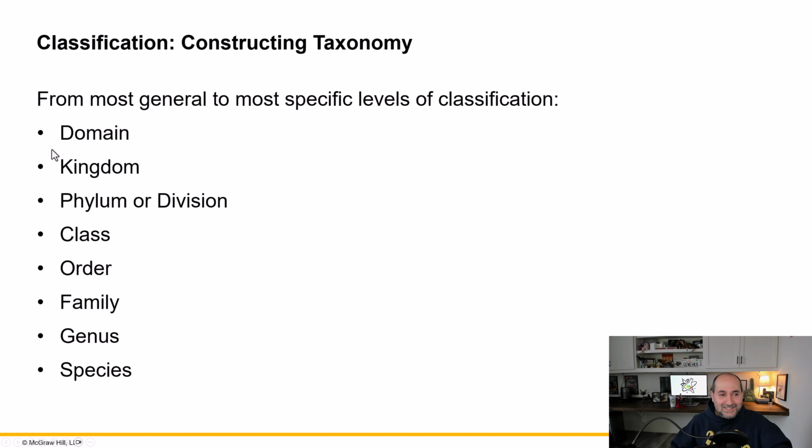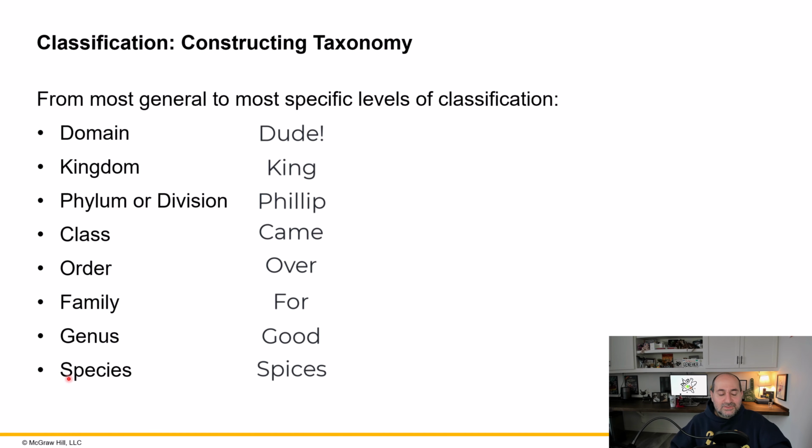And here it is. Ready? To remember domain, kingdom, phylum, class, order, family, genus, species, in that order, all I do is I think, dude, King Philip came over for good spices. That's a silly mnemonic device, I know, but it helps me to remember this taxonomic hierarchy in order from domain all the way to species just by remembering that, dude, King Philip came over for good spices, right? So I know it's silly, but it's a good way of remembering this.